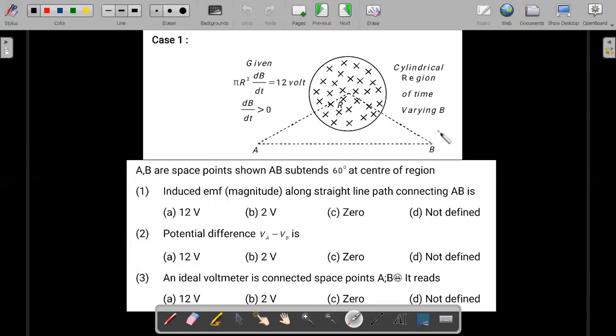A and B are 2 space points, and there are 3 questions given. One about the induced EMF along AB. The second one is the potential difference along AB. And if an ideal voltmeter is connected between space points A and B, these 3 sides are dotted lines, there is no material there, then what would it read? You want to give it a try, you can pause here and do the problem.